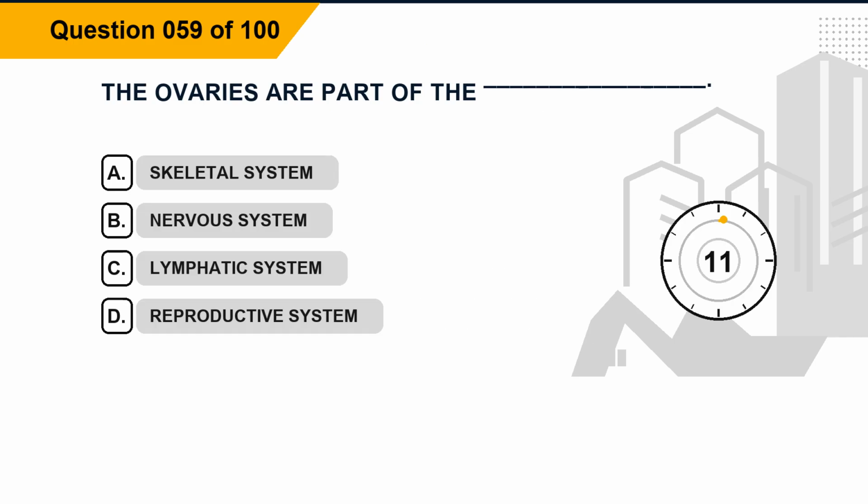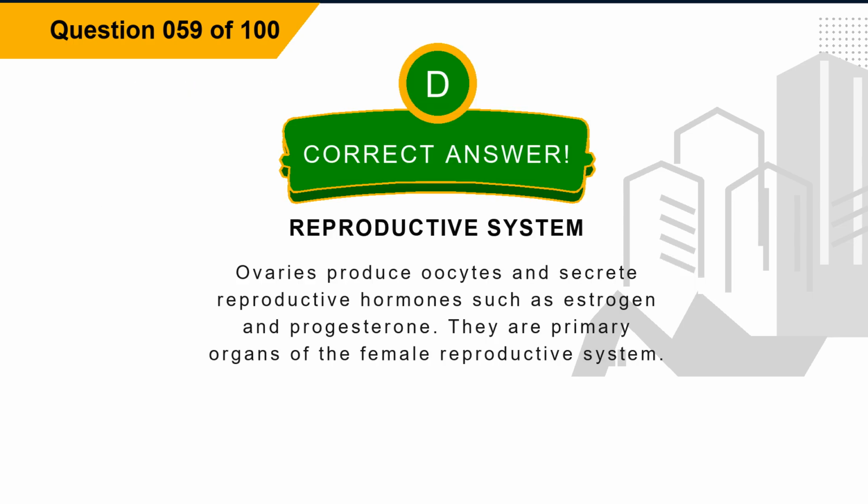Question 59. The ovaries are part of the blank. Option A, skeletal system. Option B, nervous system. Option C, lymphatic system. Option D, reproductive system. The correct answer is option D, reproductive system. Explanation: ovaries produce oocytes and secrete reproductive hormones such as estrogen and progesterone. They are primary organs of the female reproductive system.